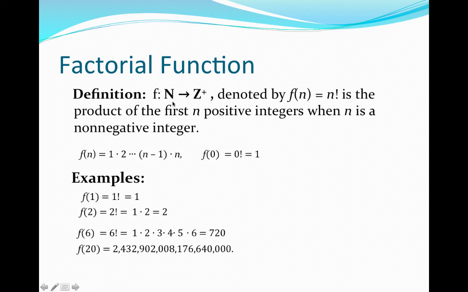So we will define what f of 0 or 0 factorial is, but notice that none of these factorial numbers, or none of the images of the function, get mapped to 0. So they're all positive integers. So how do we define this factorial function? f of n equal to n factorial is defined to be the product of the first n positive integers when n is a non-negative integer, when n is a natural number.